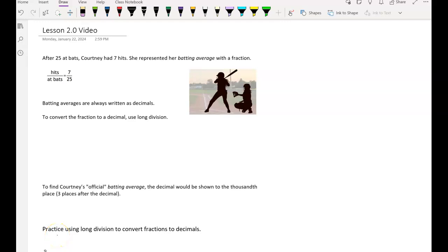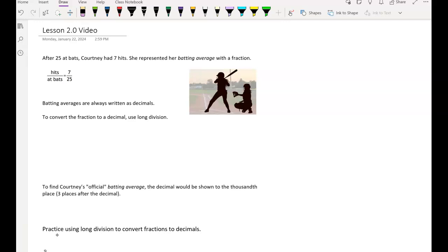Today we're taking a look at Topic 7, Lesson 2. Specifically, we are going to be converting fractions to decimals. We're going to start off with a real-life scenario about somebody named Courtney. It says here that after 25 at-bats, Courtney had 7 hits. So she got up to bat 25 times, and she hit the ball 7 times.